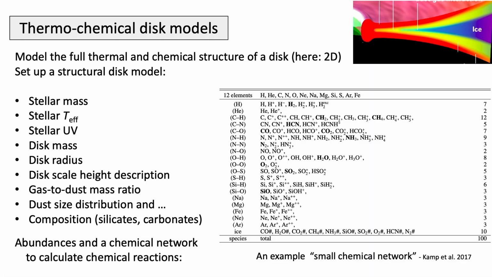And then, of course, you need to also have abundances. You need to tell the program that does this what abundances of elements you have. For example, here, you don't read this. It's just meant to impress you, not for you to read it. That's why it's so small.